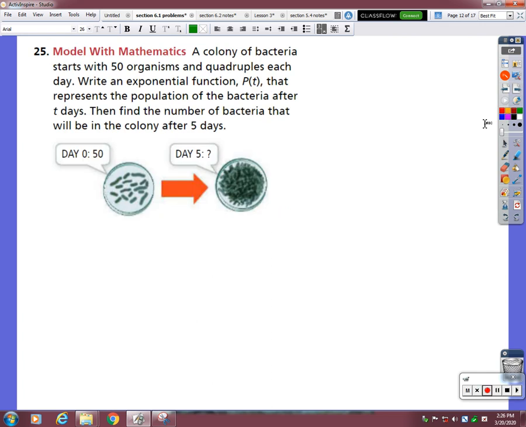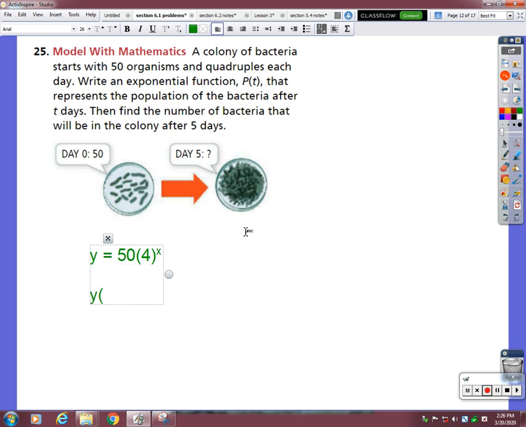All right, 25. A colony of bacteria starts with 50 organisms and quadruples each day. Write an exponential function that represents the population of the bacteria after T days, then find how many will be in the colony on day 5. All right, so y equals, we're starting with 50. In this case, we're quadrupling each day, so that's 4. So that's going to be our function.